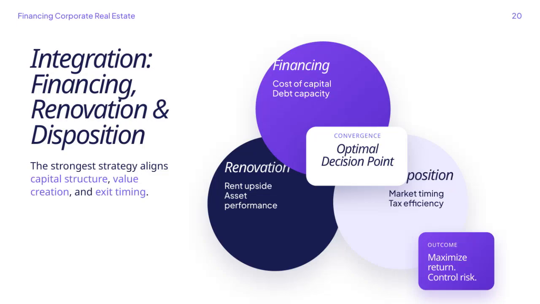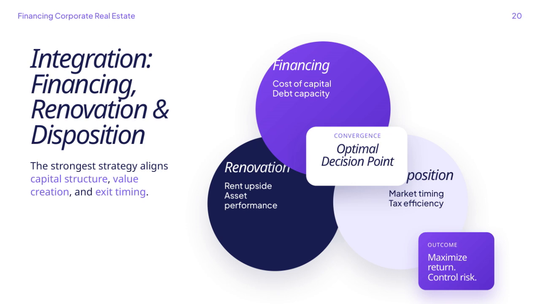Here we focus on the key elements that influence corporate real estate financing and overall asset performance. First, consider renovation and rent upside. These factors directly impact the asset's value and income potential. Disposition and market timing are critical for deciding when to sell or reposition an asset to maximize returns. Tax efficiency, financing options, and cost of capital all play vital roles in determining debt capacity and the true cost of holding or acquiring properties.